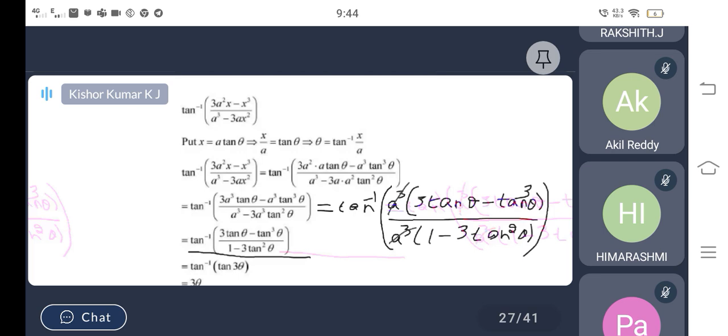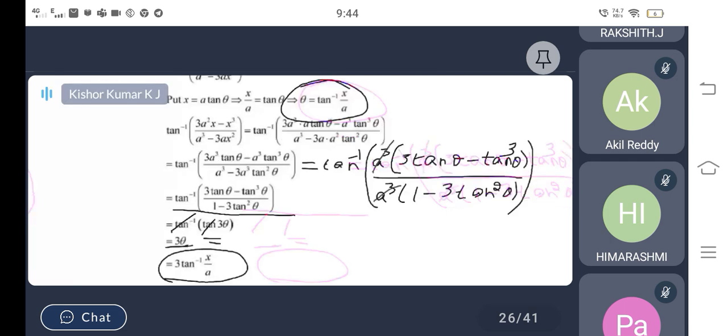So what is the value of theta? You can observe theta is equal to tan inverse x divided by a. So you just replace in place of theta, you will get the final answer as 3 into tan inverse x divided by a. You have the final answer here, 3 tan inverse of x by a.